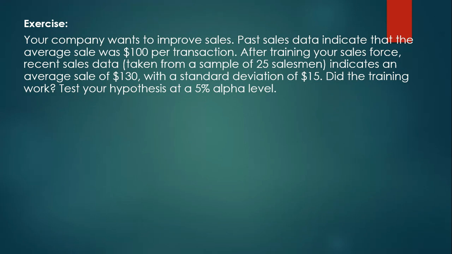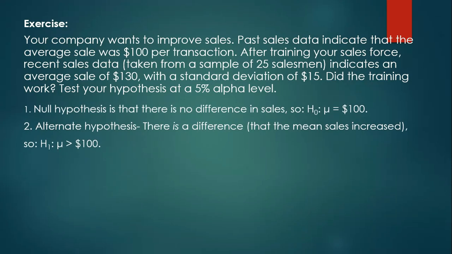In the first step, we have to state the null hypothesis, which states that there is no difference in the sales. In the second step, we have to state the alternative hypothesis.